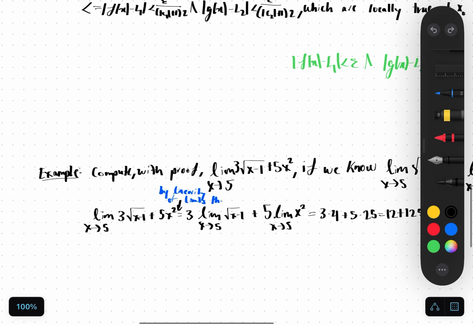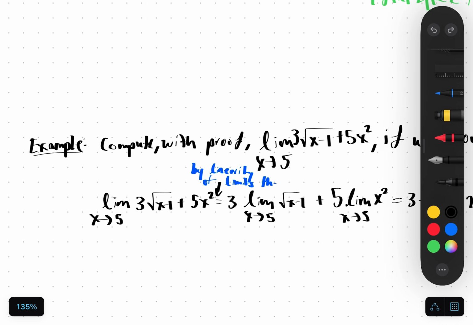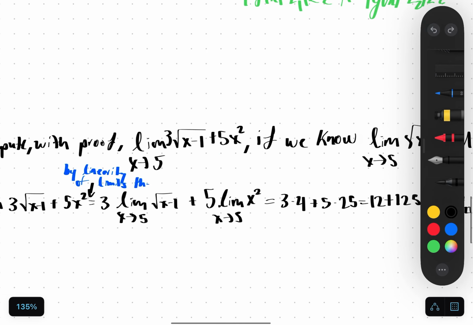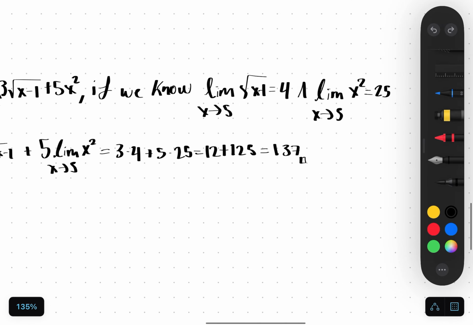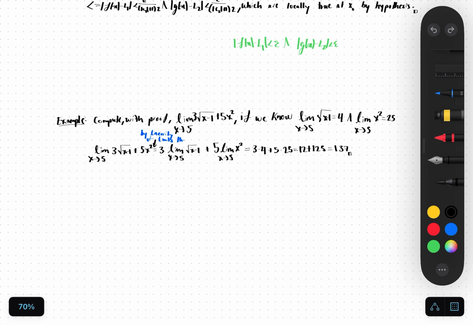Now, this, by the linearity of limits theorem, is just 3 times this limit plus 5 times this limit. So we split it. Very helpful, because we know that those limits are 3 times 4 plus 5 times 25, which is 137. So we have not only computed it, but we also found it.